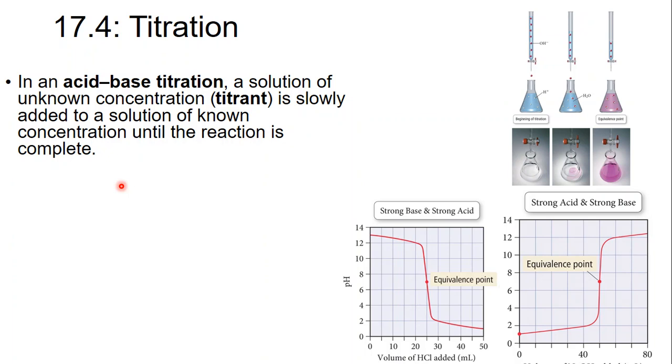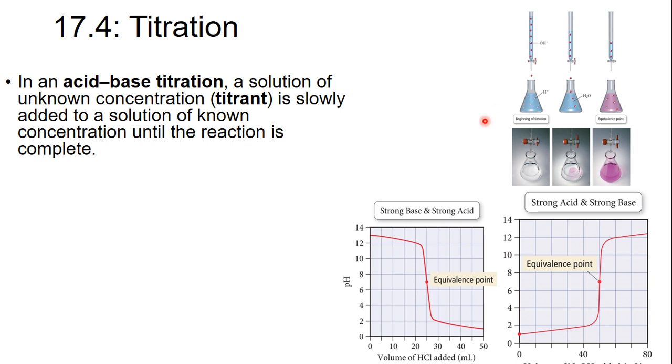In this video, we're going to go over acid-base titrations. And we're going to start with what is a titration. So let's say that you have some basic solution of unknown concentration. We can call that the titrant. Let's say you have an acid of known concentration. And what you can do is slowly add your unknown base to your known acid.